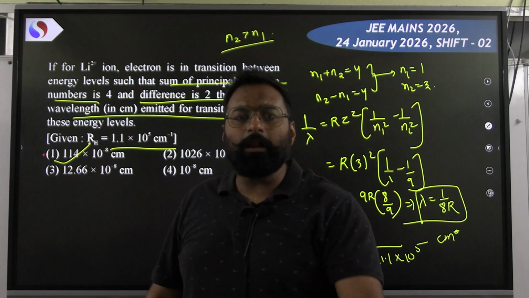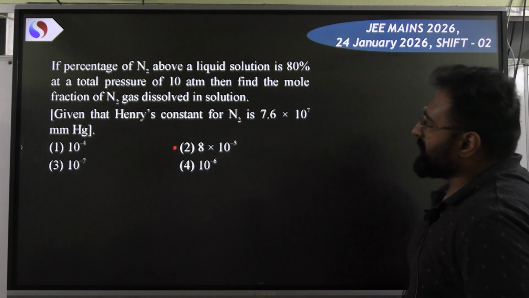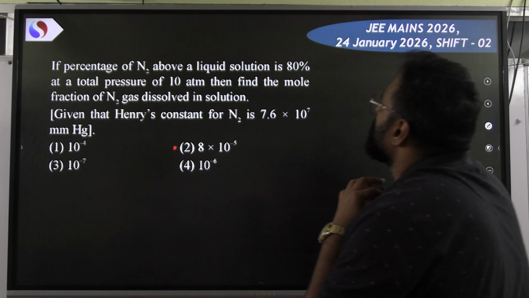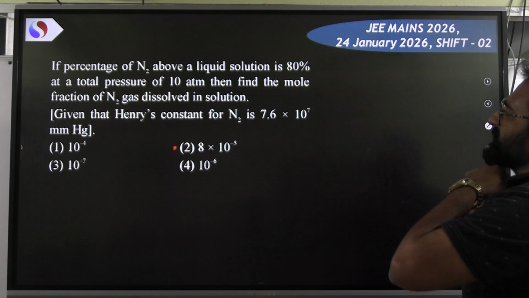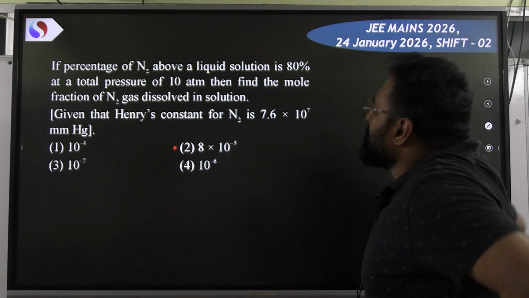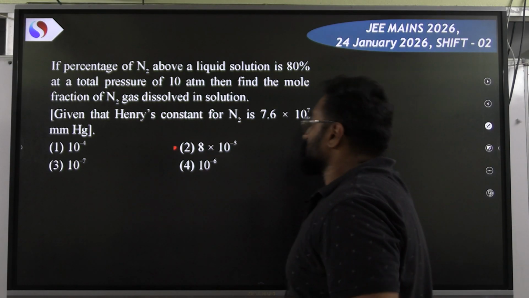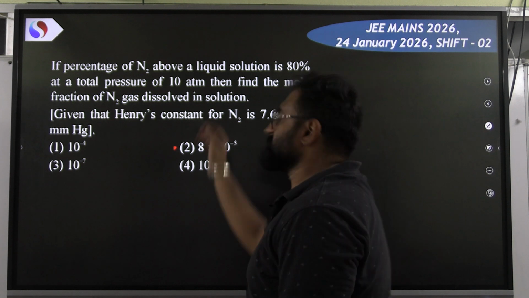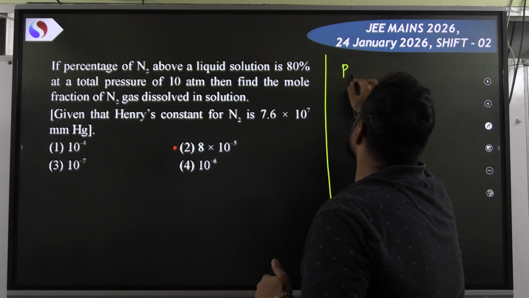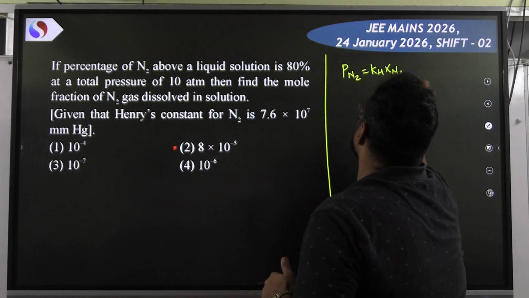The questions are simple, but the questions are multi-concepts. Next, the percentage of N2 above liquid solution is 80% at the total pressure 10 atm. Find the mole fraction of N2 gas dissolved in the solution. Henry's constant, meaning the question is based on Henry's law. So P of N2 is equal to KH into mole fraction of N2.